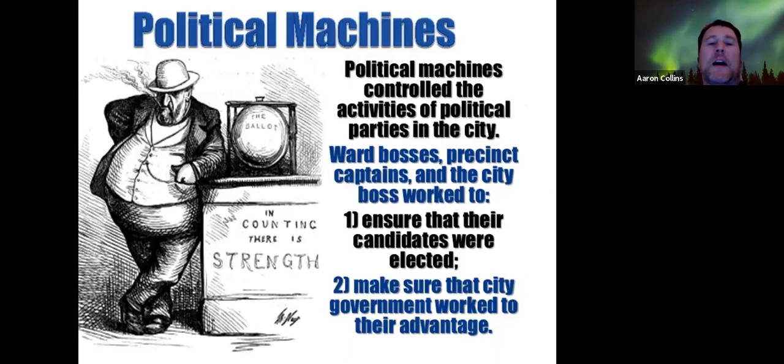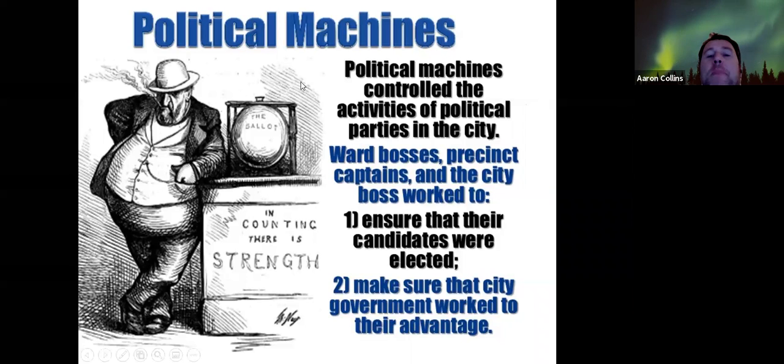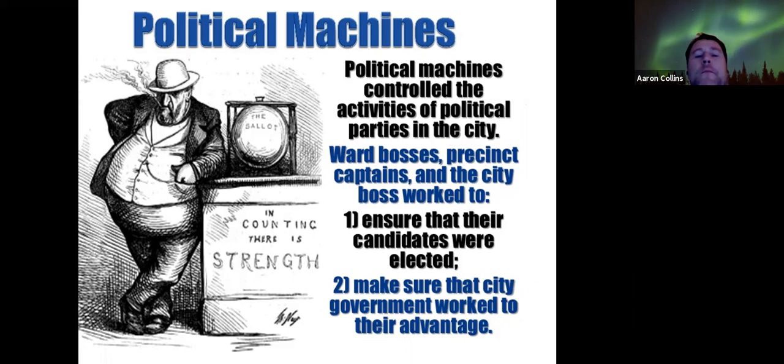So look at this guy. He looks kind of mean, right? In the cartoon, it says the ballot. That means the vote. In counting, there is strength. And so basically, these guys are like mobsters. Not exactly, but pretty close.